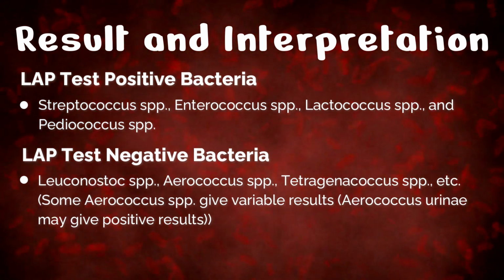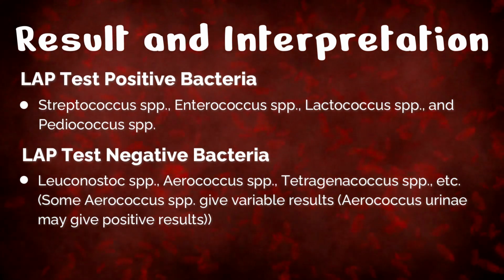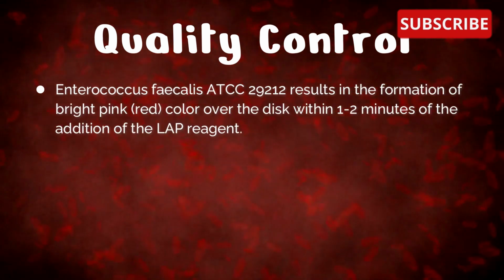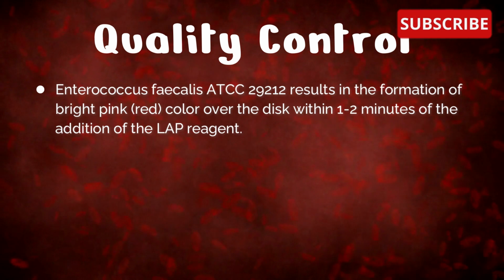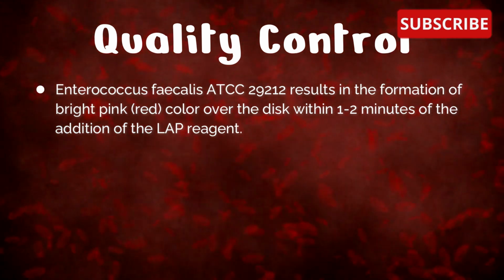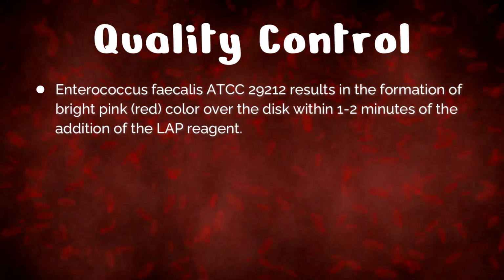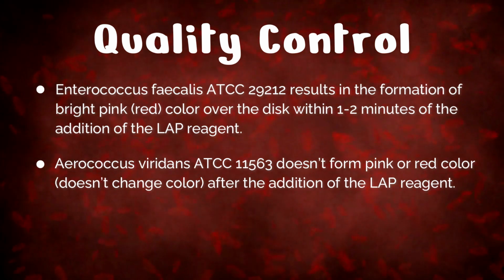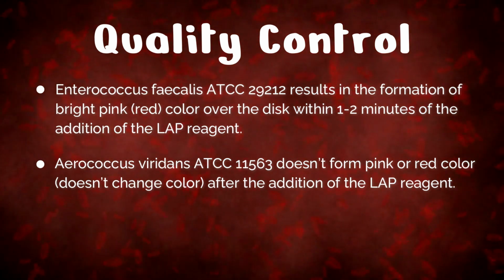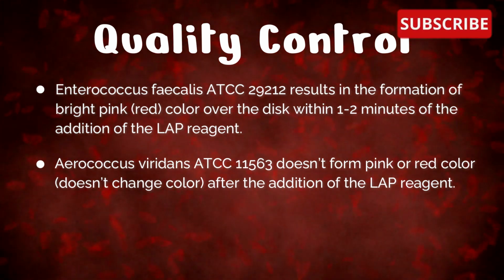Some Aerococcus species give variable results. Aerococcus urinae may give positive results. Next is quality control. Enterococcus faecalis ATCC 29212 results in the formation of bright pink red color over the disc within 1 to 2 minutes of the addition of the reagent. Aerococcus viridans ATCC 11563 doesn't form pink or red color, doesn't change color after the addition of the reagent.